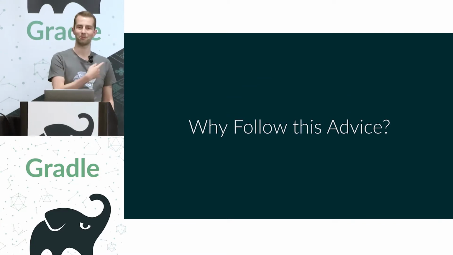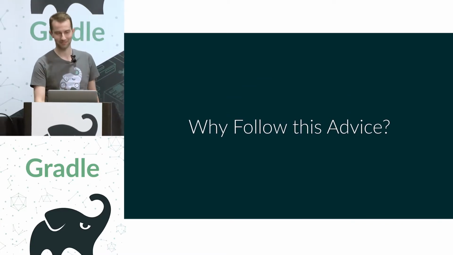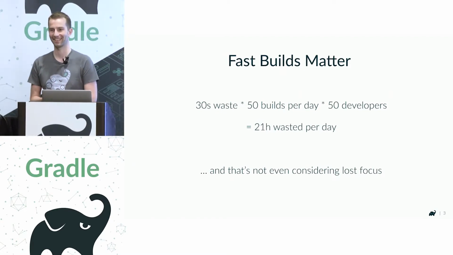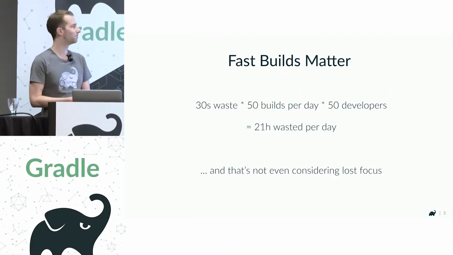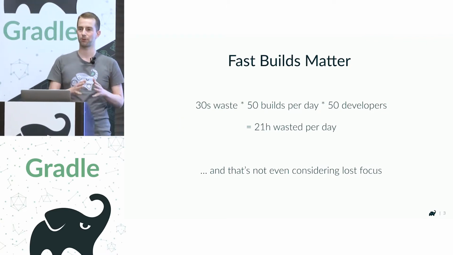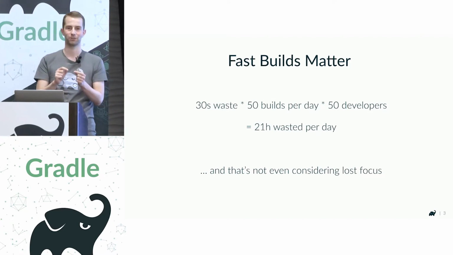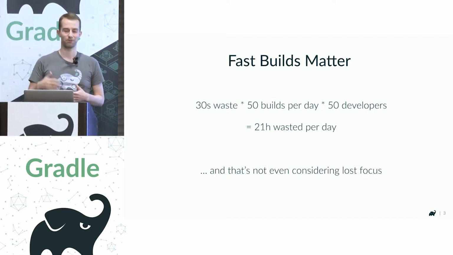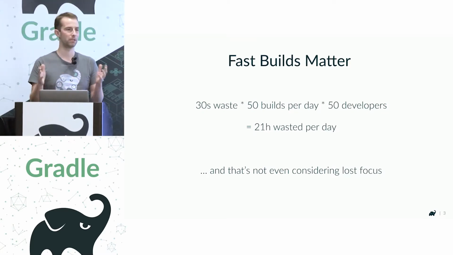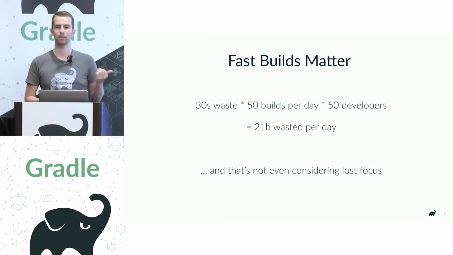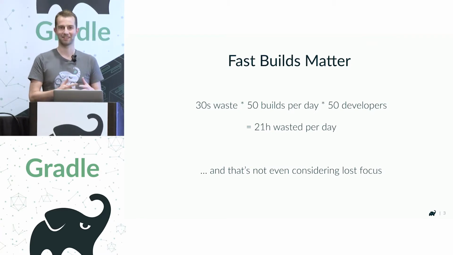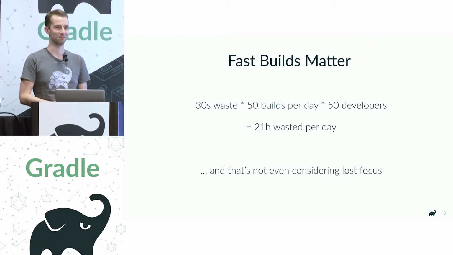So yeah, why would I follow the advice in this presentation? Well, I probably don't need to tell you because the Android community is pretty vocal that slow builds suck. But just imagine, the example that I'm going to show takes 30 seconds to make a one-line change and then repackage. So if you think of these 30 seconds of waste, you do like 50 builds a day, you have a medium-sized team of 50 developers, that's 21 wasted hours. Or put another way, that's 3 of your developers sitting there the whole day, just twiddling thumbs.